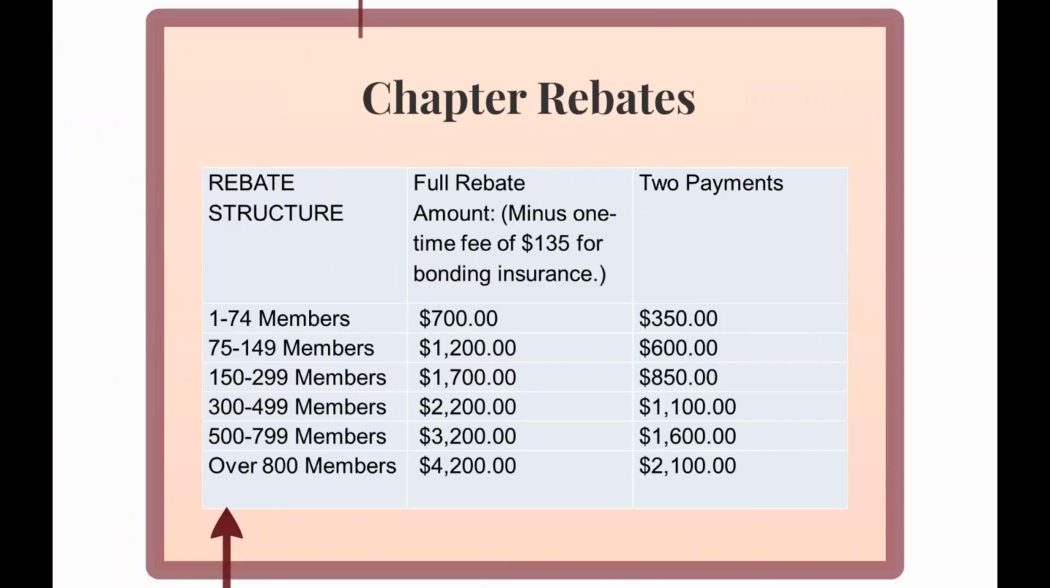So the middle column here is the total amount minus the $135, and the last column is the two separate payment amounts. And of course, this would be minus the $135. So that first payment, if you are a chapter of 74 members, you would have the first payment of $350 minus $135, which is $215, and then your second payment, as long as you met the rebate requirements, would be $350.